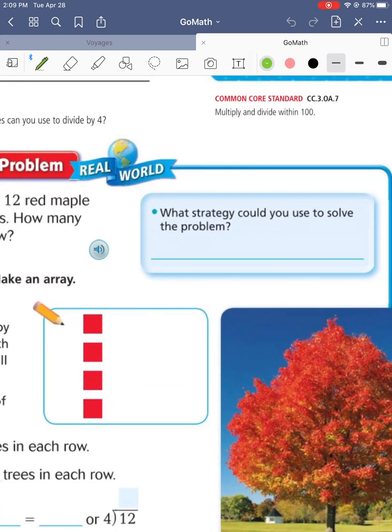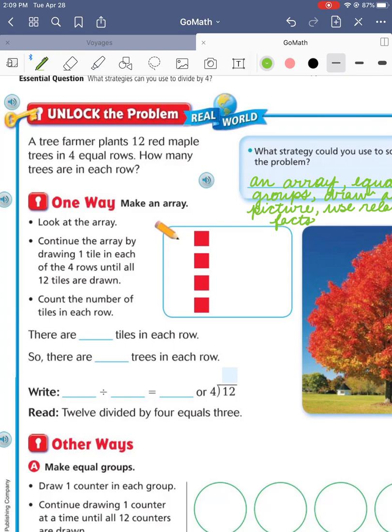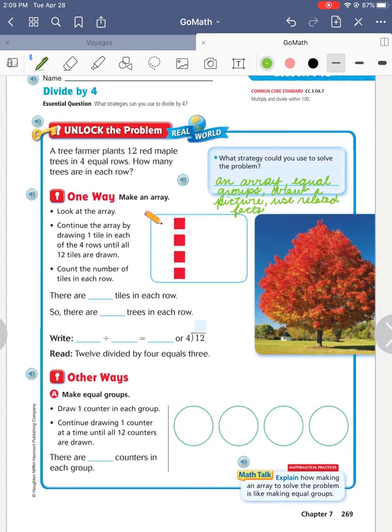So we could make an array. We could use equal groups. Draw a picture. Use related facts. There's lots of ways. Any way that we've already done division is one of the options that you could figure out the answer to this problem.